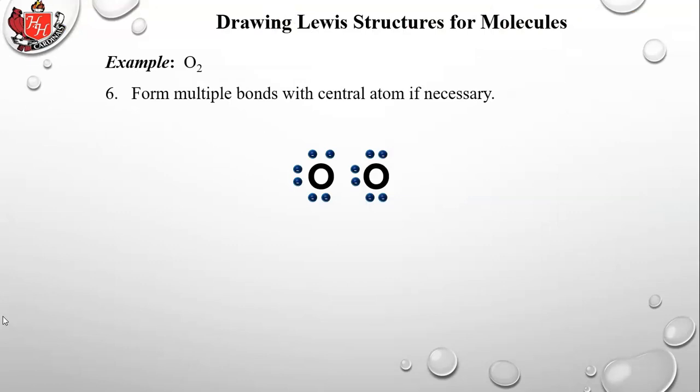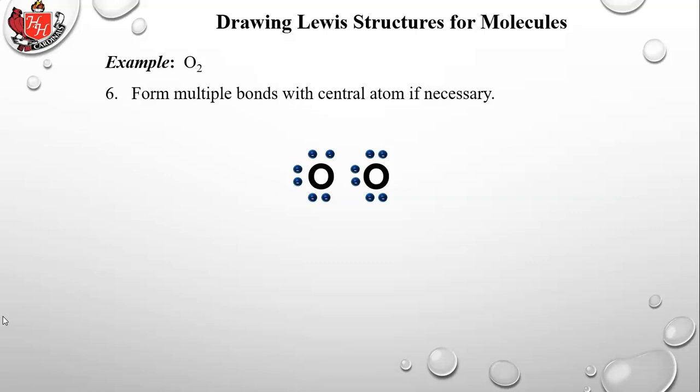So form multiple bonds with the central atom if necessary. This is where step 6 comes in. It is necessary. So think about how you can rearrange those. You don't want to add or subtract electrons. We have the correct number. It's 12. But how can you rearrange them so that both oxygens have an octet?